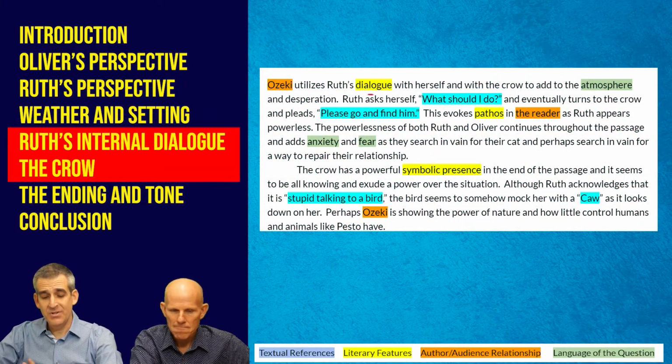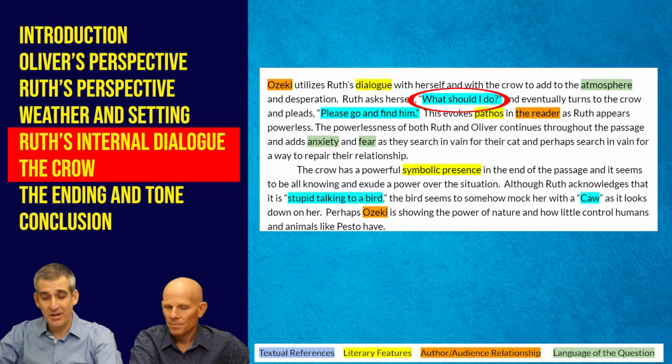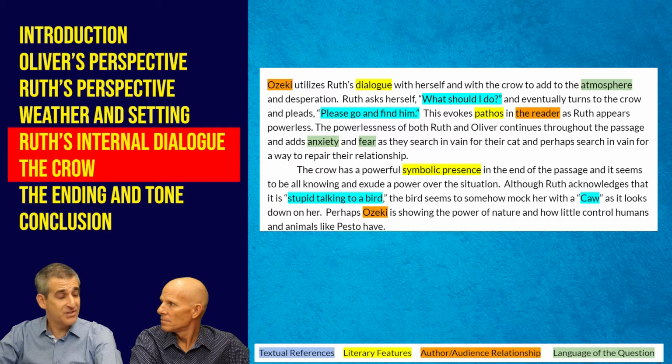I think through the use of dialogue, Ozeki really shows the confusion and the fear in the reader, the use of the rhetorical question, the uncertainty, the trepidation they feel in this hostile environment. She's just had an argument with her partner, the cat is gone, and I think she's very distraught, and this leads her to seek answers.